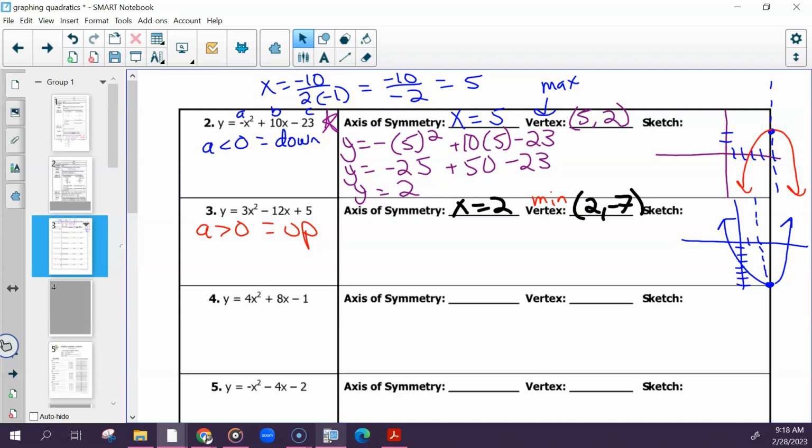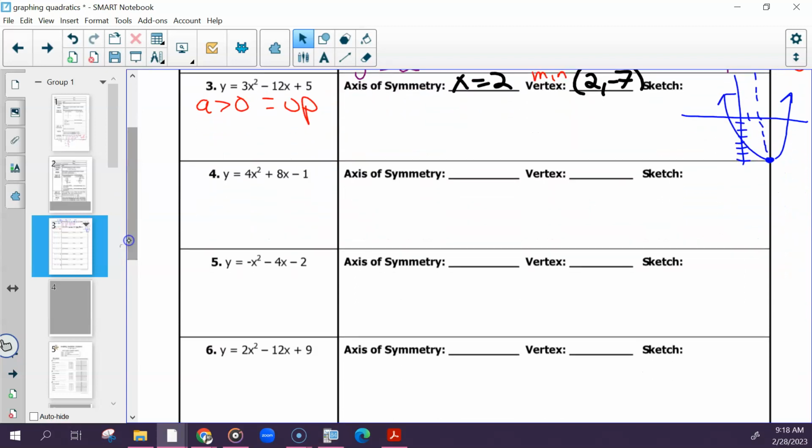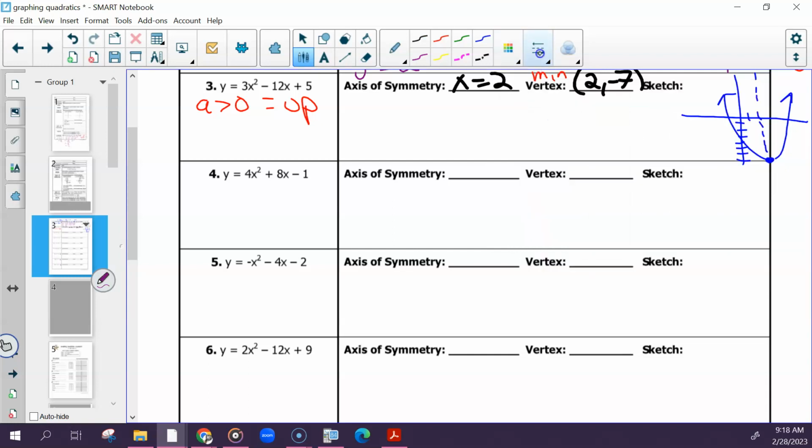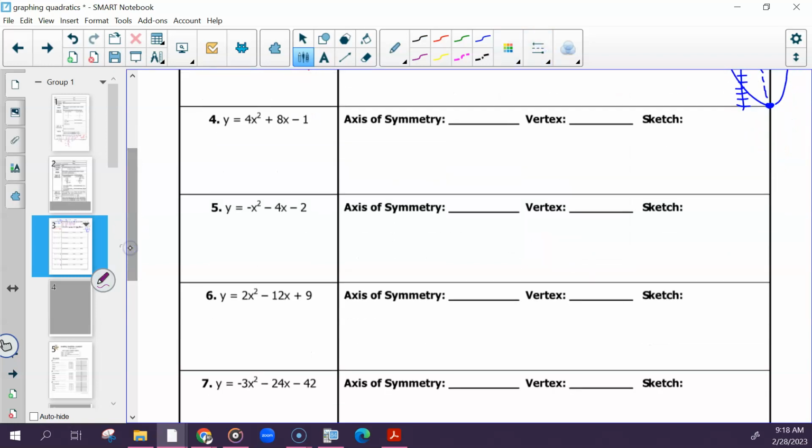So let's skip 4, do 5, same method. We'll do the table first instead of the graph. Okay. So number 5, is this going to face up or down? Down, because A is negative. So will your vertex be a minimum or a maximum? Maximum, the highest point.